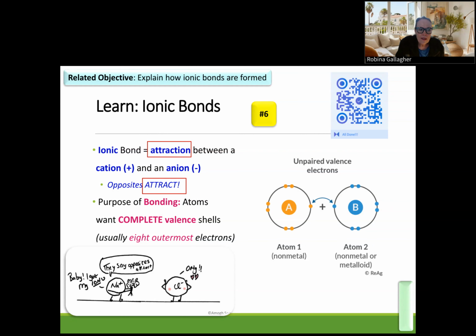And the reason why is that the metal is going to give an electron to the non-metal. And so the metal is going to become a cation, a positive ion, and it's going to be attracted to the non-metal. Both of them are going to be stable, but because of their charges, they're attracted to each other.